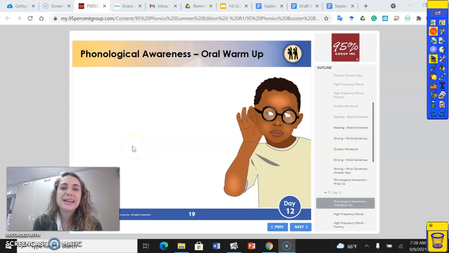Hello again, first grade. We are going to warm our brains up by segmenting the sounds in words. So remember, that's when we give a whole word and we have to break apart all of the sounds in that word. So if my word was "two," I would finger stretch: t, oo. Those are my sounds. Let's have you try.